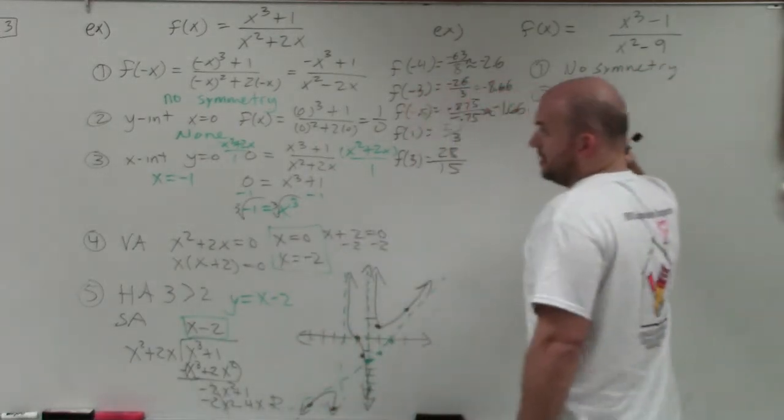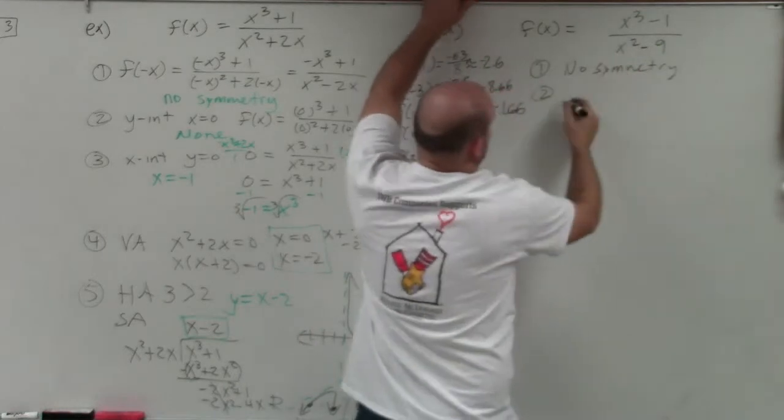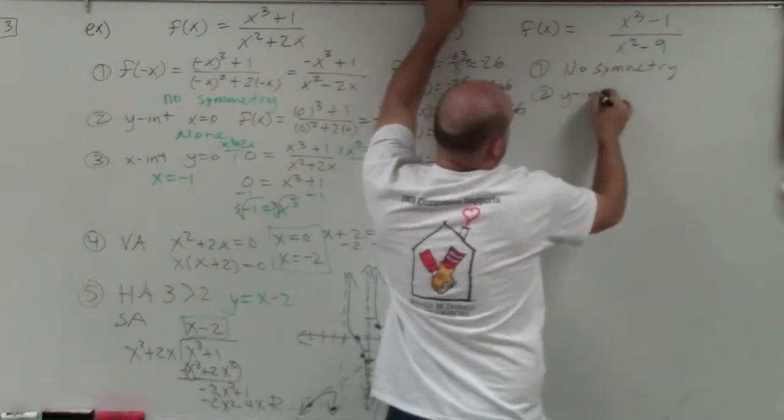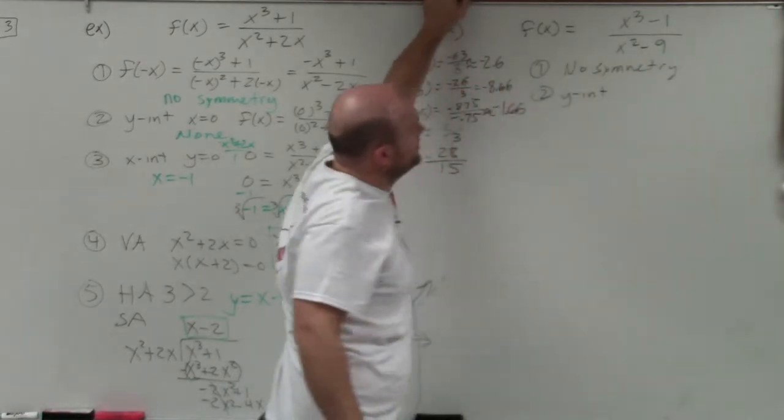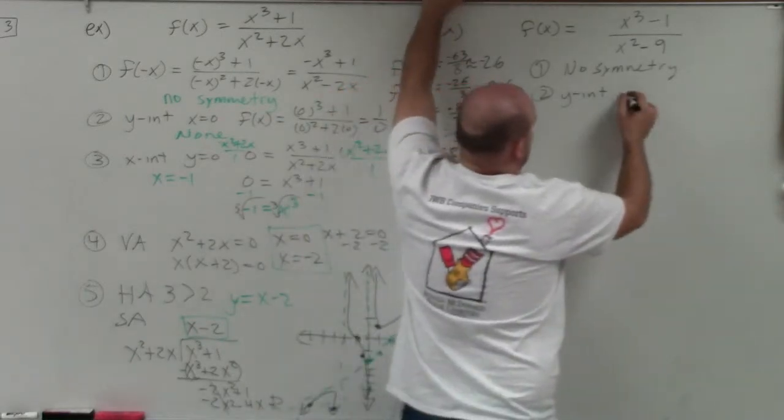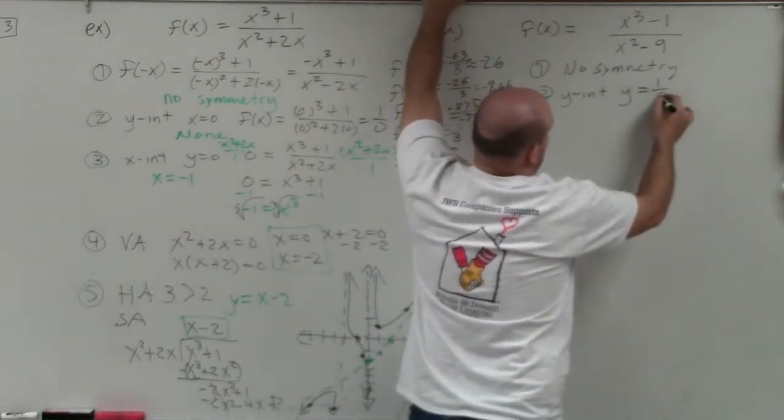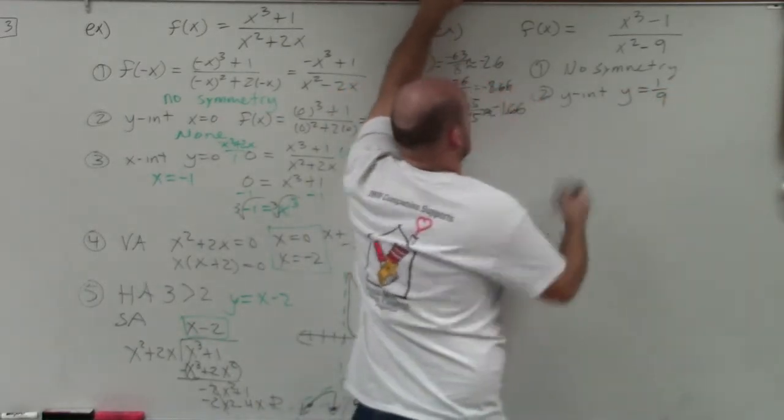Step number 2, the y-intercept. So I'm going to plug 0 in here. When I plug in 0, what I get is y equals 1/9.